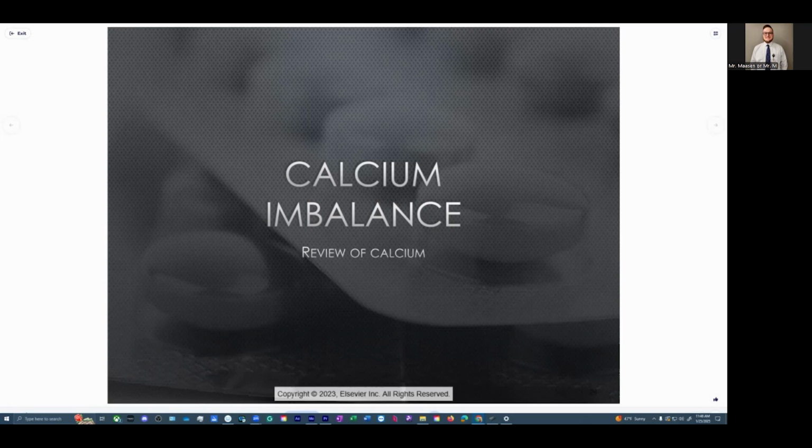And who controls this? If you refresh on the endocrine system, we have our parathyroid gland that releases parathyroid hormone that helps raise calcium levels. And then we have a hormone released by our thyroid gland called calcitonin that helps to decrease calcium levels.